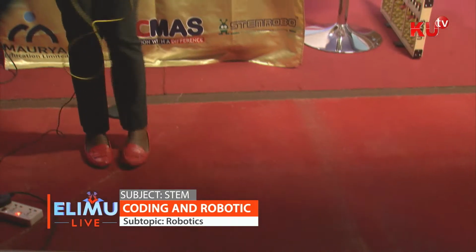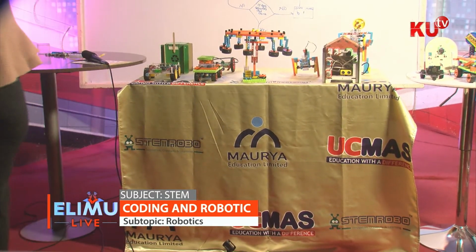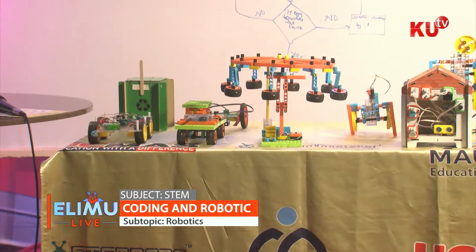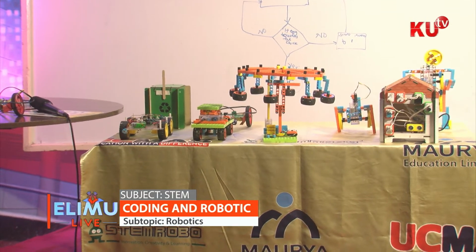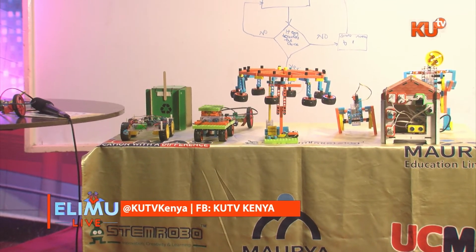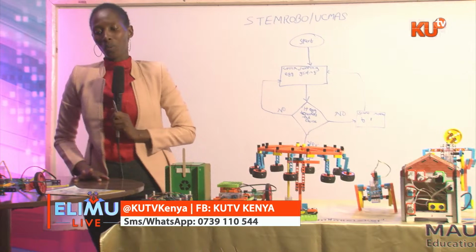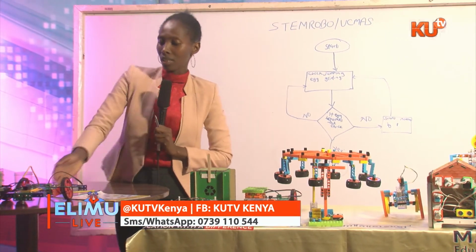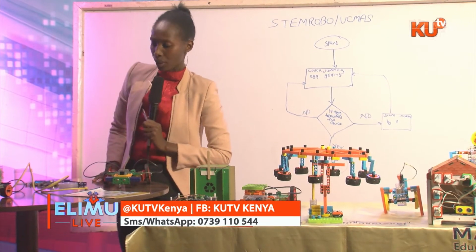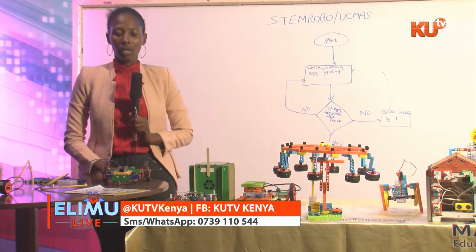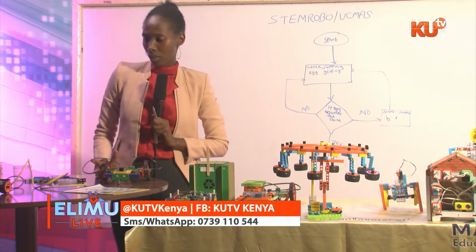This one is the more advanced one. We started with the simple mechanic car. In STEM Robo, we normally incorporate the 21st century skills. As you can see, we have some creativity here, some innovation, and some critical thinking. So once we teach our learners the basic, now they are able to make more projects and more advanced projects on their own. So this one is the more advanced one.